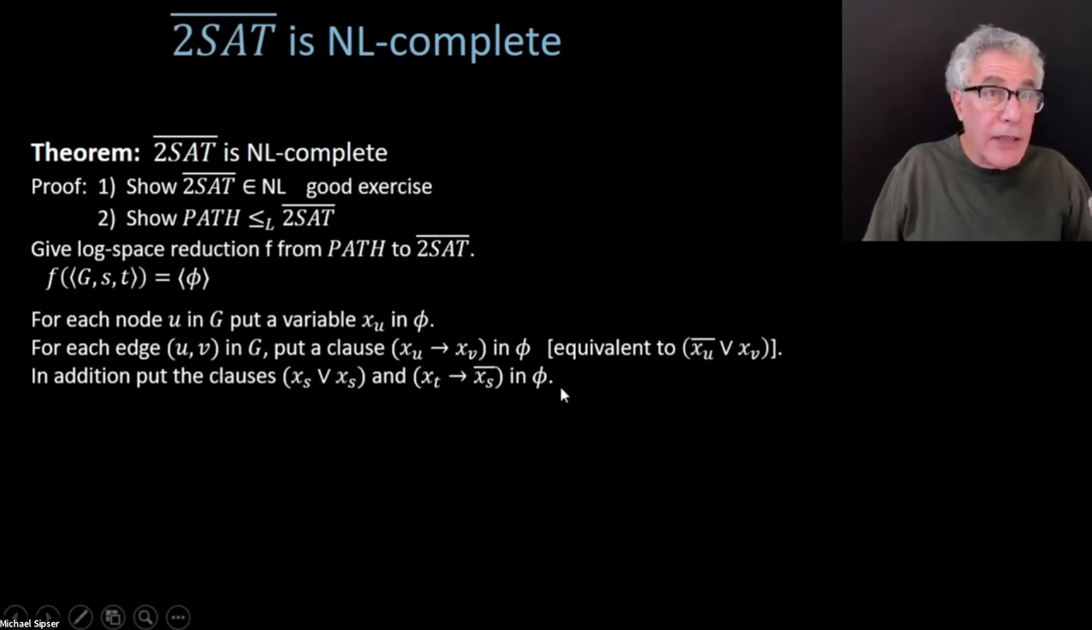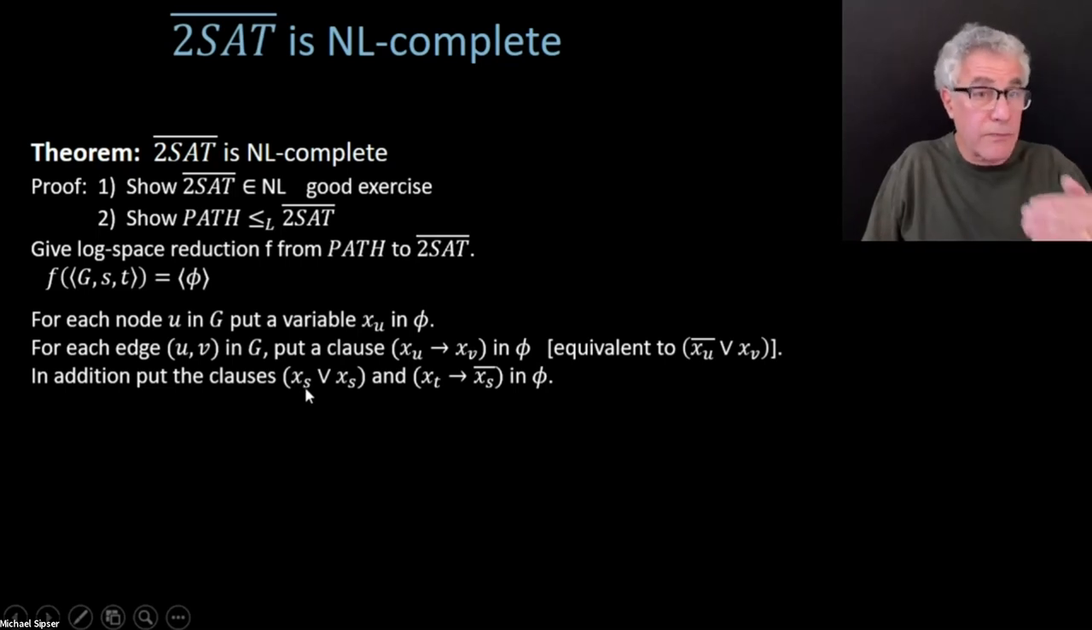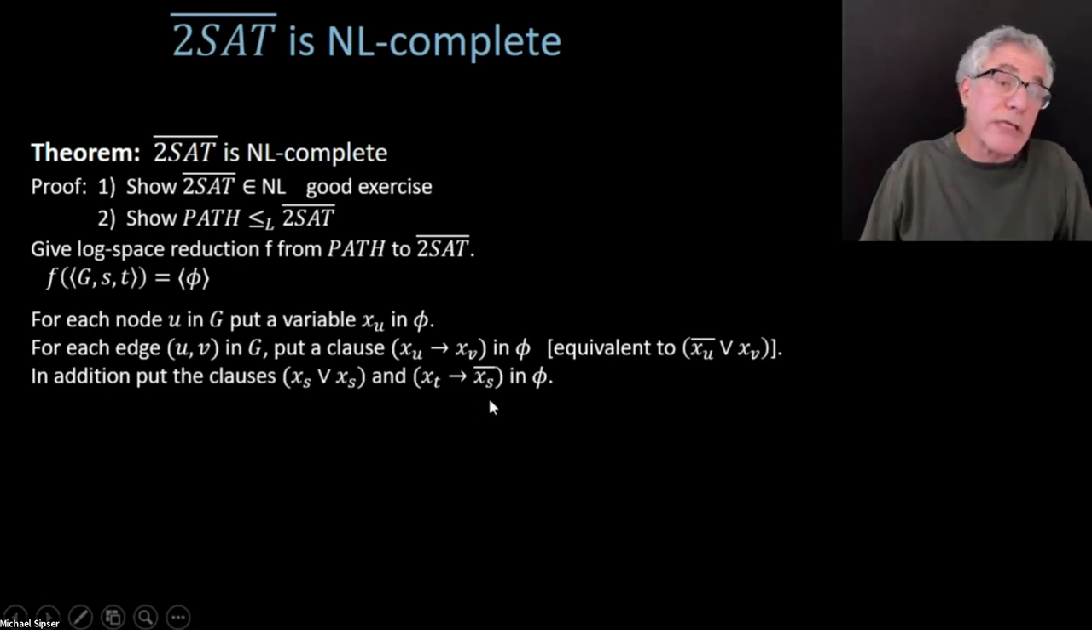So now if there's actually a path in the graph that goes from S to T, there's going to be a sequence of implications starting out with S being true, forcing other things being true, including forcing T to be true, which then forces S to be false. And that's our contradiction, which shows that the formula cannot be satisfied.